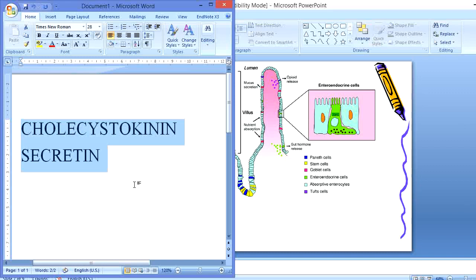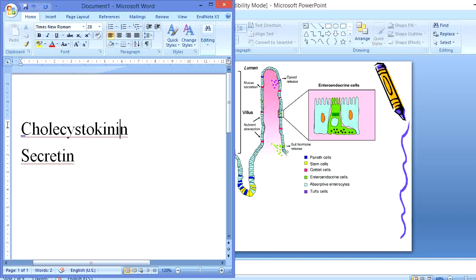Cholecystokinin is responsible majorly for the secretion of bile from the gallbladder. It is also responsible for the secretion of pancreatic juices from the pancreas, but majorly for bile. So this is the hormone which helps in the digestion of fats, because bile, the secretion of the gallbladder, helps in the emulsification of fats. Emulsification means converting large droplets of fats into small droplets.